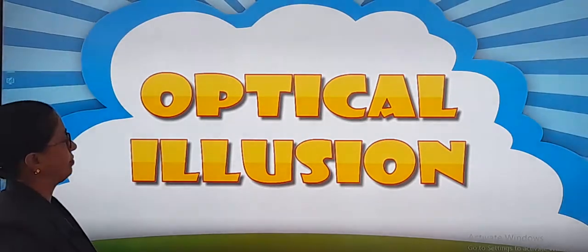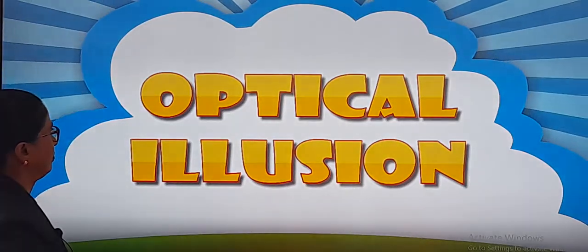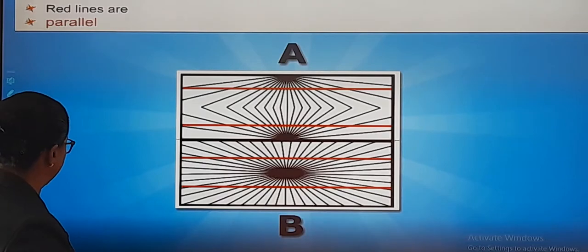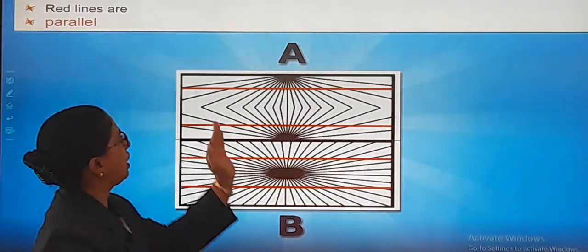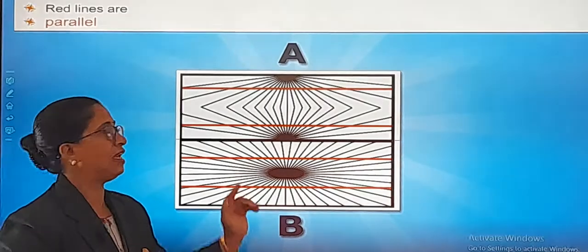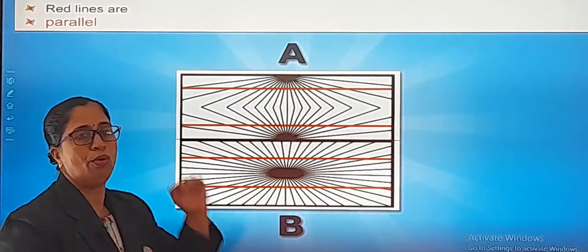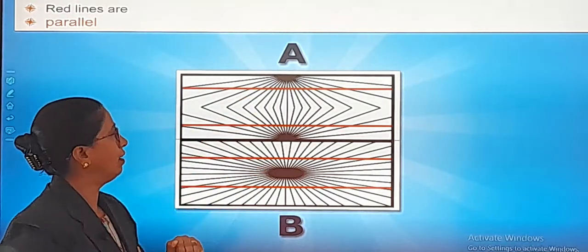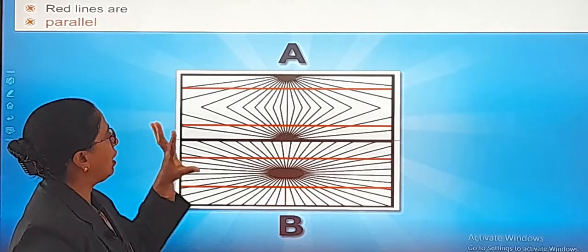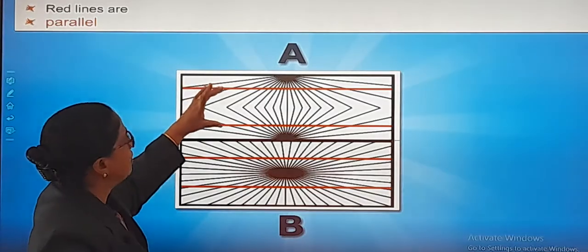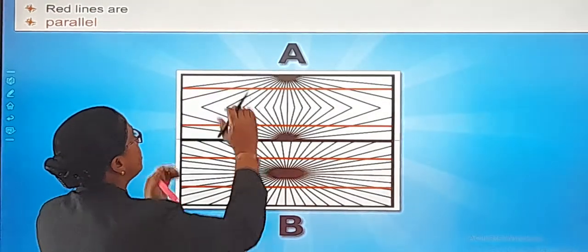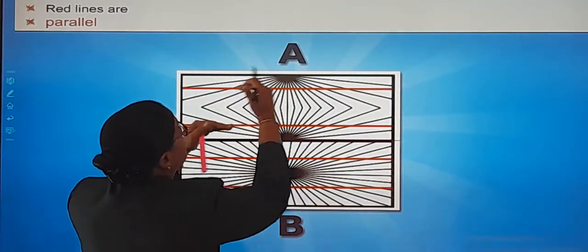Optical illusion. Brain strain: the red lines are parallel. Now here, when you look at this picture, what do you see? Red lines, 4 red lines. Now, when you keep looking at this image, you feel that the red line is out here. In this case, you feel it is inside.